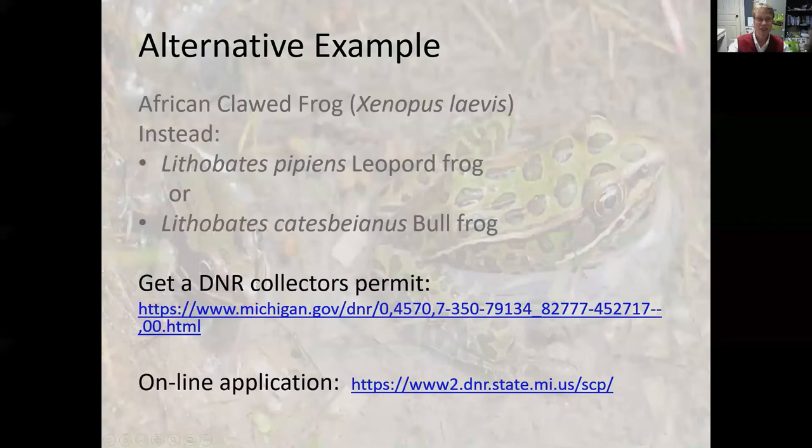Another alternative, and I did forget to mention this to you, if you do happen to collect a species from the wild for use in education, there's not necessarily a problem with that. It's just that you need to have a DNR collector's permit so that you are official, and there is an online application available to you.